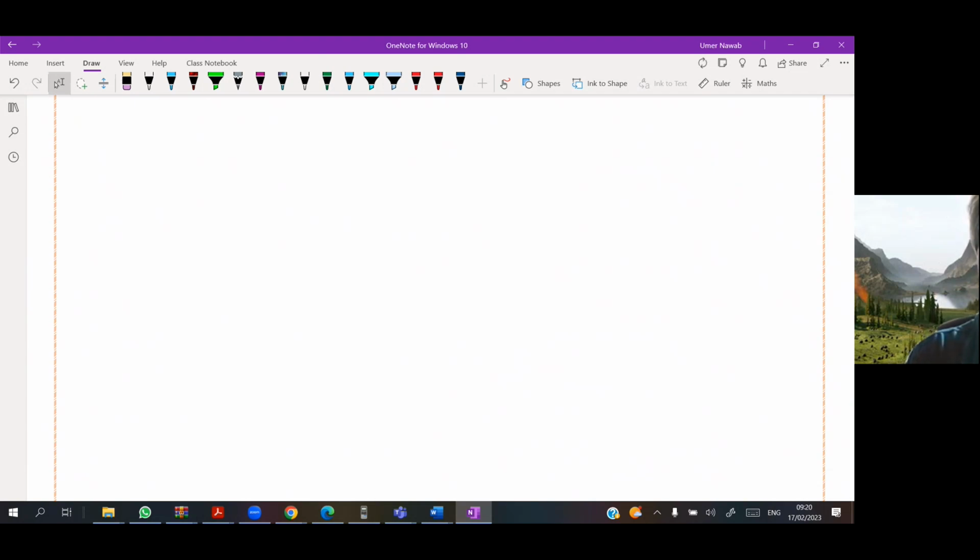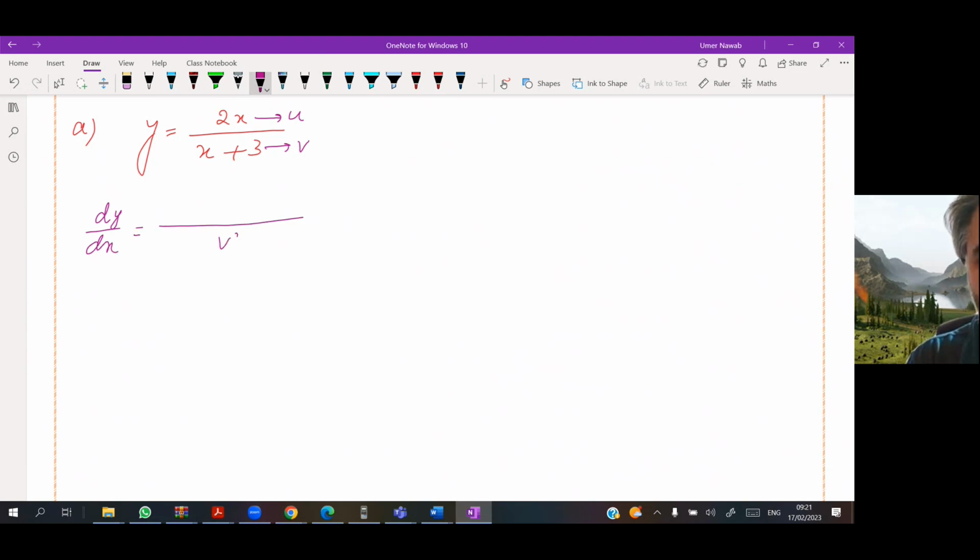Now, A part. He tells us y equals 2x over x plus 3. Ready? So this is my u and this is my v. Let me write the formula here: dy by dx is, over v squared, v times u prime minus u times v prime. Are we ready to apply the quotient rule? Yes.